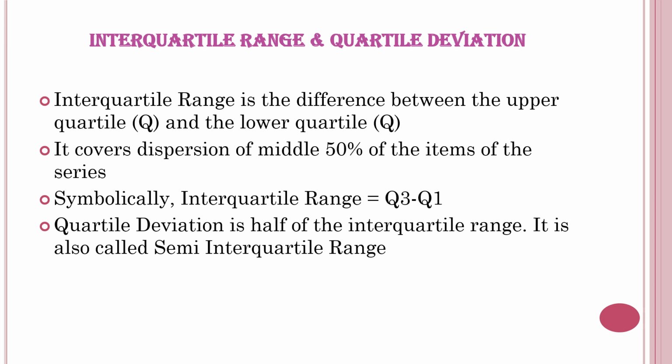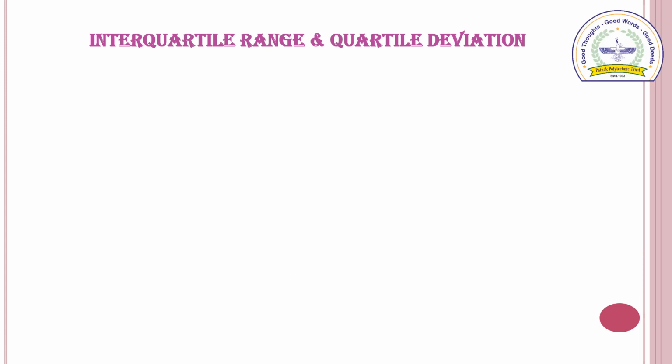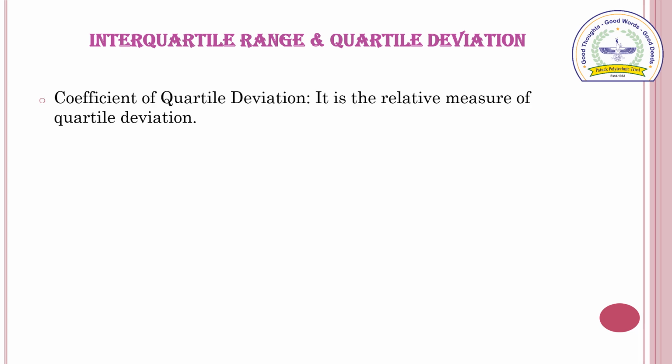Now, quartile deviation. Quartile deviation is half of the interquartile range. It is also called the semi-interquartile range. Symbolically, it is denoted by Q3 minus Q1 divided by 2. Coefficient of quartile deviation is the relative measure of quartile deviation, and it is denoted by QD, that is Q3 minus Q1 divided by Q3 plus Q1.